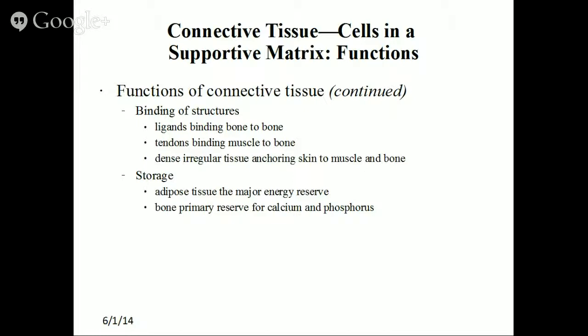A tendon is another type of dense connective tissue where the protein fibers, collagen, are densely packed together, and tendons connect muscle to bone. So with tendons connecting muscle to bone, when a muscle moves, it moves the bone, and then the bone moves you.